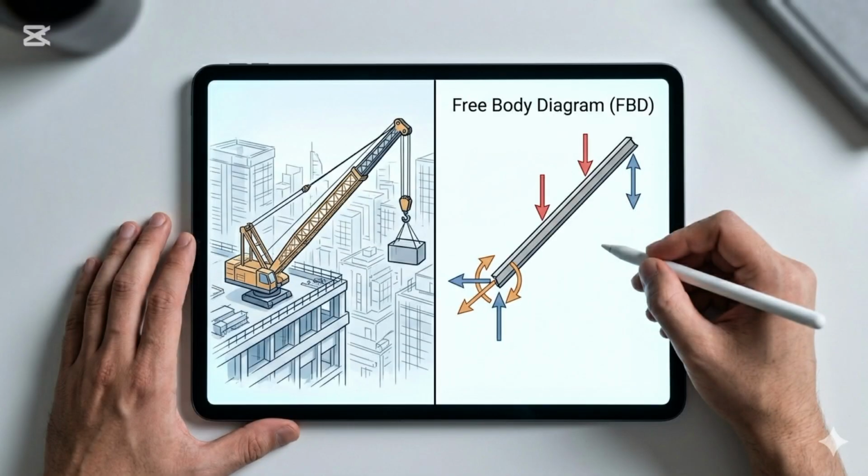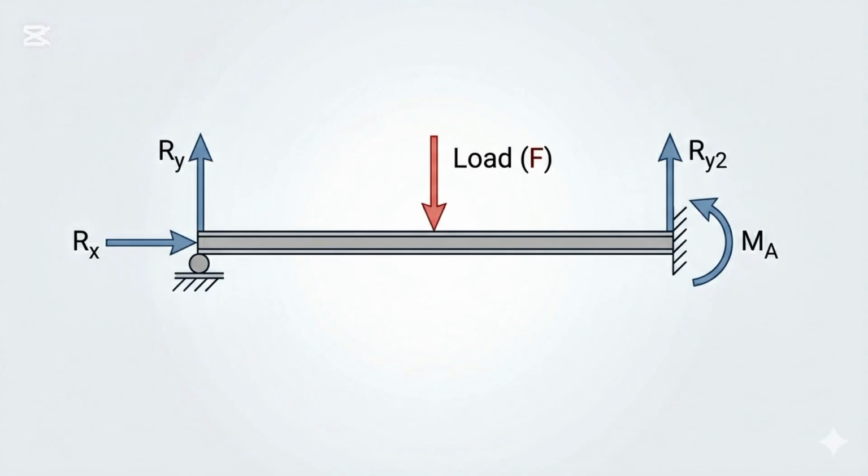Next, we move to the concept of the free body diagram, commonly known as FBD. A free body diagram is a simplified representation of a body where all external forces acting on it are shown. It is one of the most powerful tools in mechanics because it helps us visualize the problem clearly. When drawing a free body diagram, we isolate the body from its surroundings and replace all the supports and connections with the forces they exert.